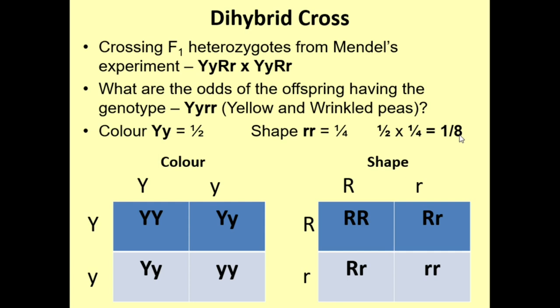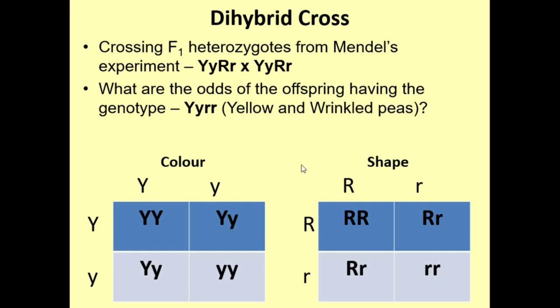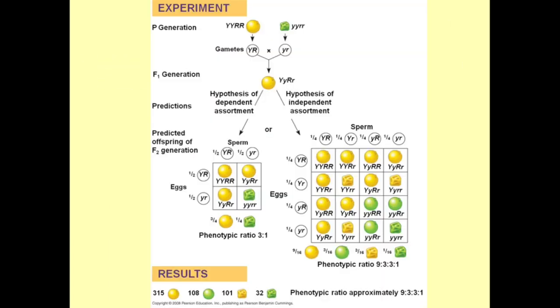And let's go back and have a look at Mendel's experiment, and we'll double check. So we should expect to see 2 examples of this genotype in that 16 box Punnett square. So we're looking for big Y, little r, little r. Okay, so here's our Punnett square here. So we're looking for big Y, little r, little r.